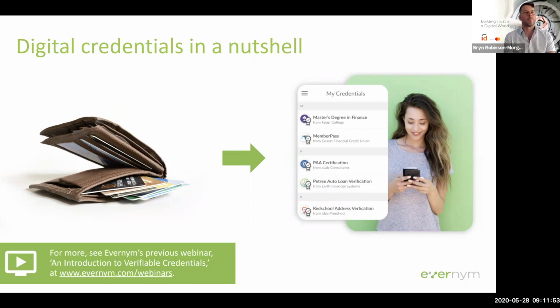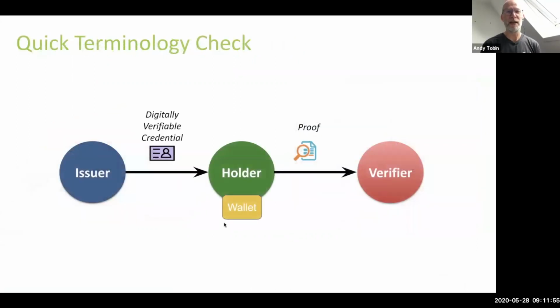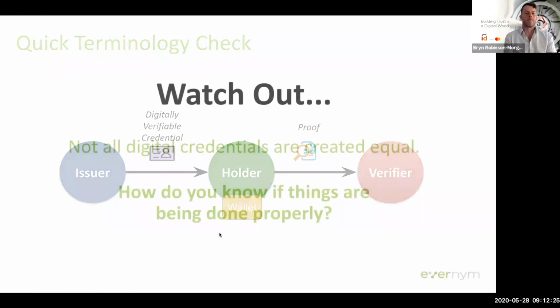So next slide, Alex. Just a quick check on terminology. Throughout today's session, we're going to be talking about issuers, holders, and verifiers. Issuers issue digital credentials. Could be an organization, could be a passport office, could be a gym, it could be an airline. Holders hold credentials, could be people, organizations, or things. And verifiers request proof of something and then verify it. So you'll hear us talk about issuers, holders, and verifiers. Okay, quick terminology check done.